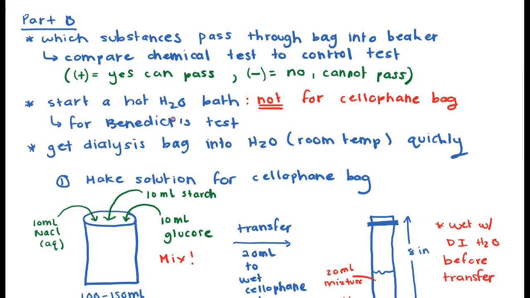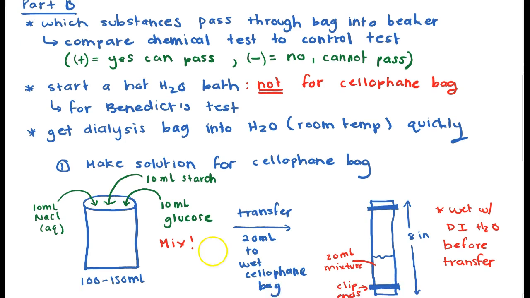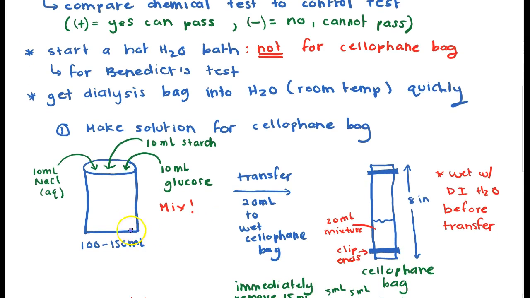Okay, what we need to do first is make our solution for the cellophane bag. So you're going to take a beaker. It doesn't matter exactly how big it is, but one of your smaller ones, and you're going to add 10 milliliters of the sodium chloride solution, 10 milliliters of your starch solution, and 10 milliliters of your glucose solution.